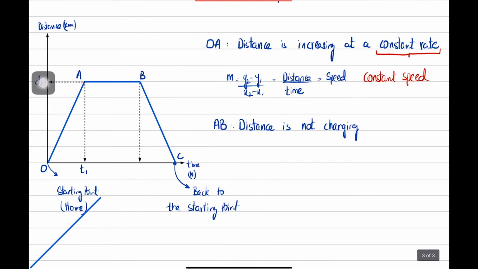Like for example, me sitting here. Let's say we mark any starting point. As I'm sitting here, my distance from that starting point is not changing. So what's the speed? It's 0. If the distance is not changing, as time is passing the distance remains the same. That means speed equals 0 kilometers per hour.